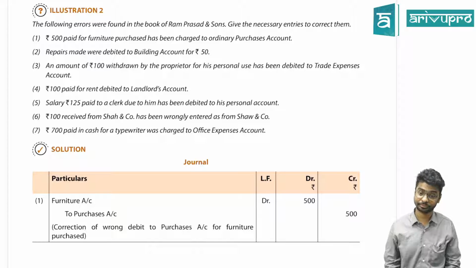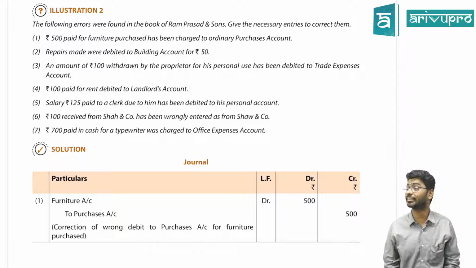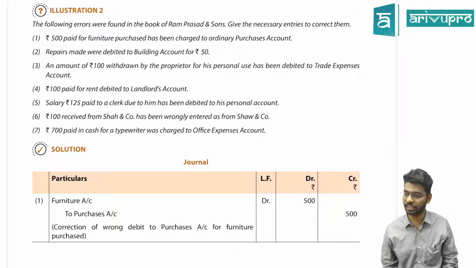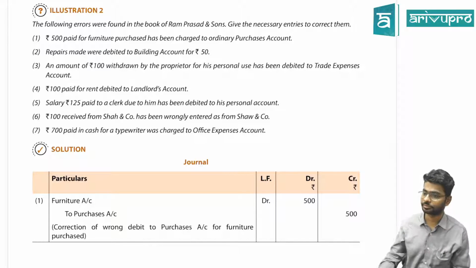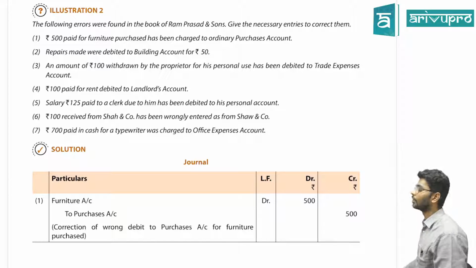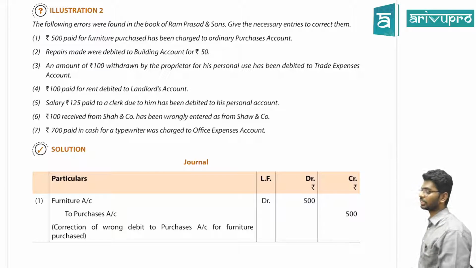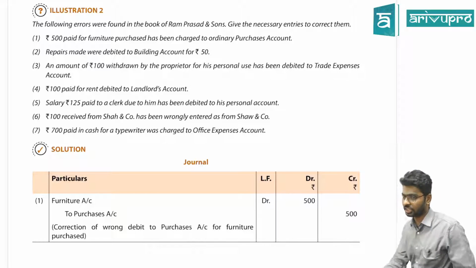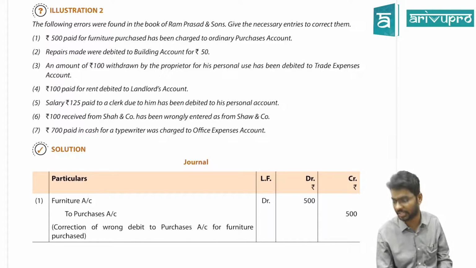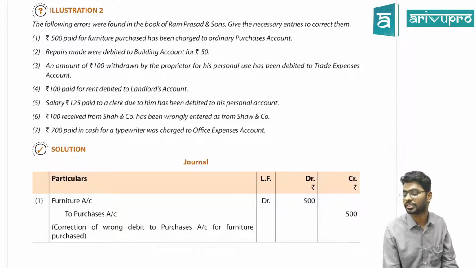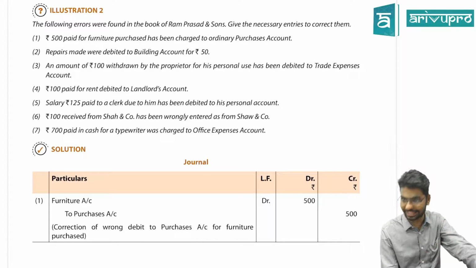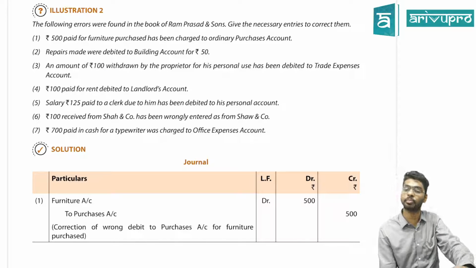Which error? Error of principle. Clear? You know how to do the rectification entry? What is the rectification entry? Furniture to purchases. Write down the narration. Always please check the correct entry with the wrong entry. The correct entry should be properly there. Instead of that, the wrong entry should be reversed.